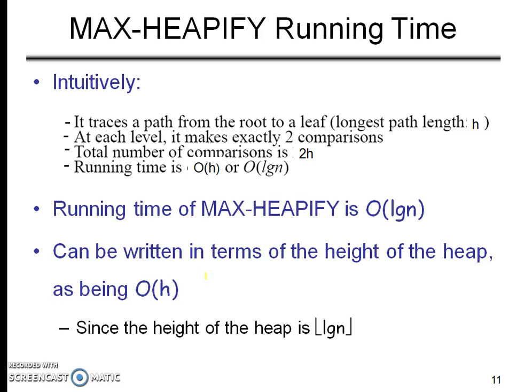In the max heapify analysis, the time required for max heapify is log n, wherein log n is the height of the tree, and at each node in the height we make 2 comparisons, hence it is 2h, and hence the running time is big O of log n. So the runtime for heapify is big O of log n.